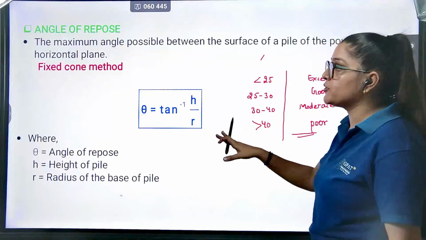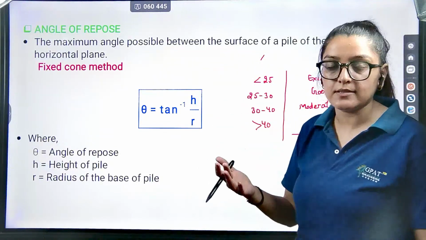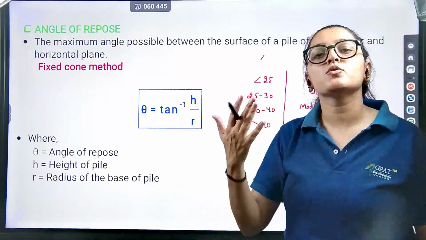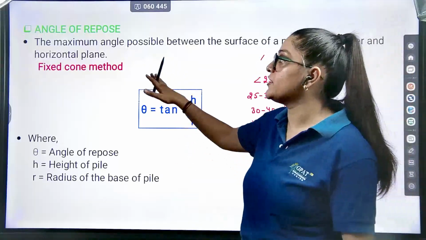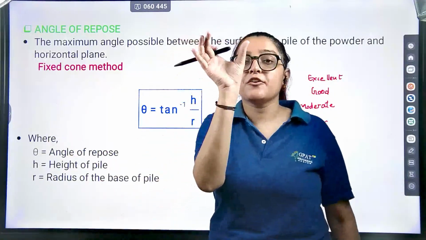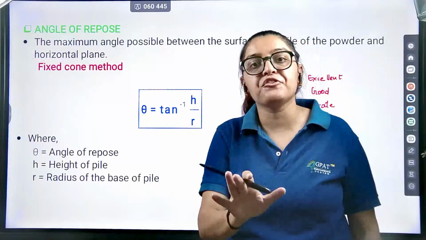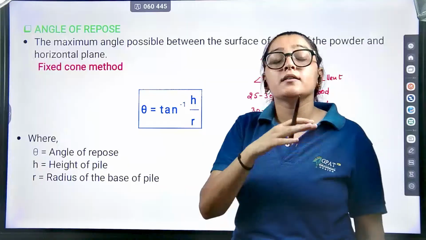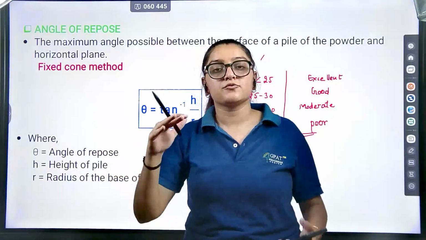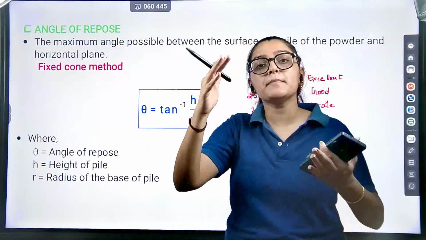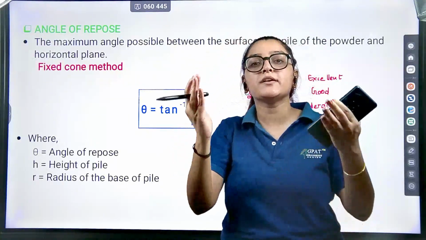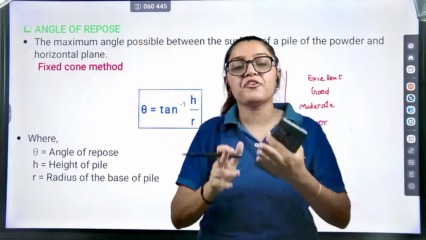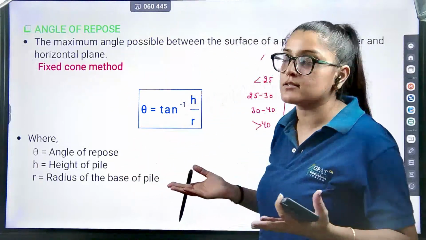Then angle of repose, we have seen there are two methods. One is the fixed method, the other includes the rotating methods. You can see the fixed cone method. That means the funnel that you are using is fixed, right? Only the powder that you are adding is going to come out. In the rotating methods, for example, the rotating drum method, the drum is going to rotate. That means the instrument, whatever you are using, will rotate. Here the instrument, the cone, the funnel is going to be fixed. That is just the difference.